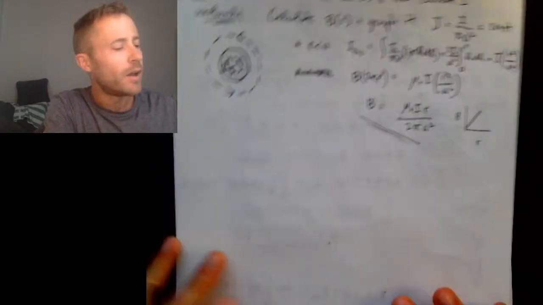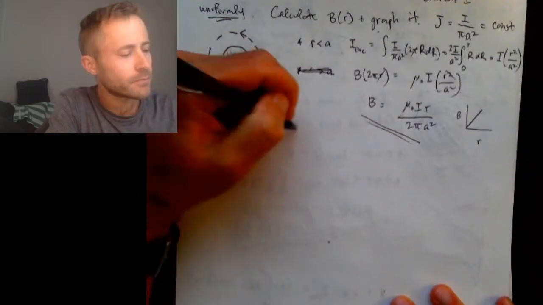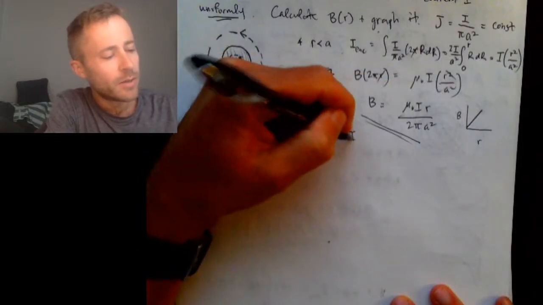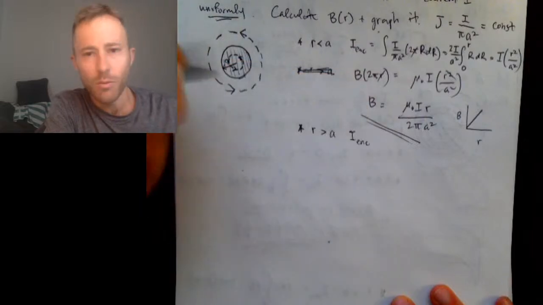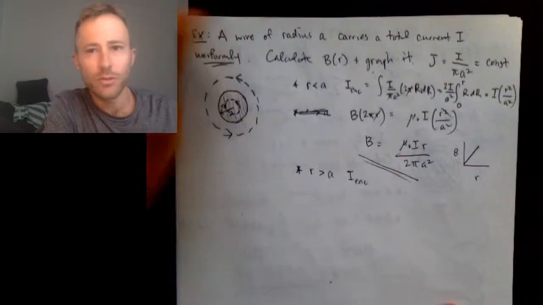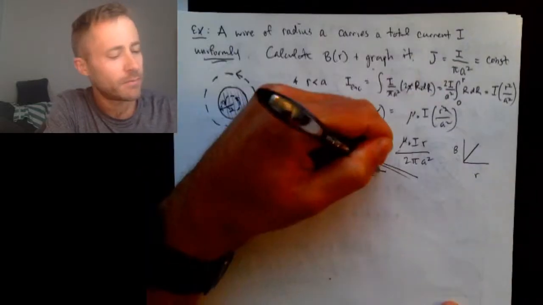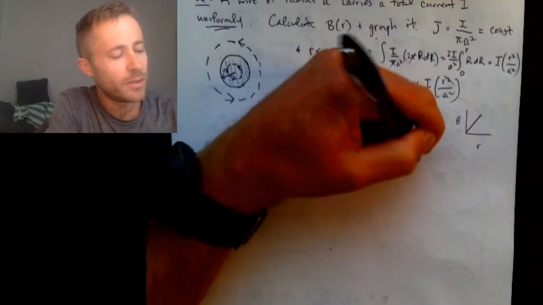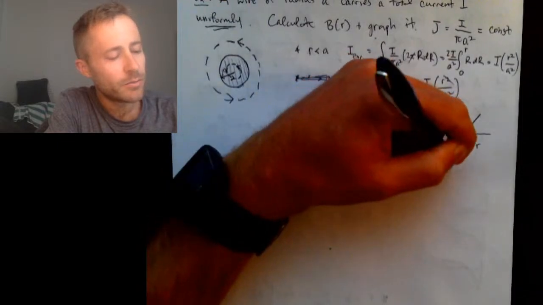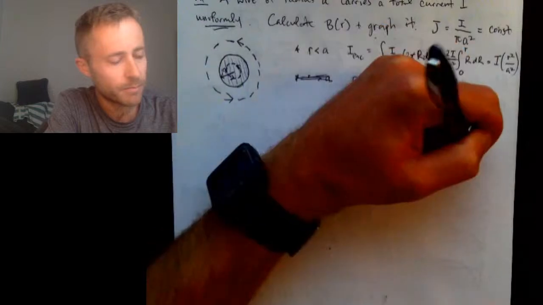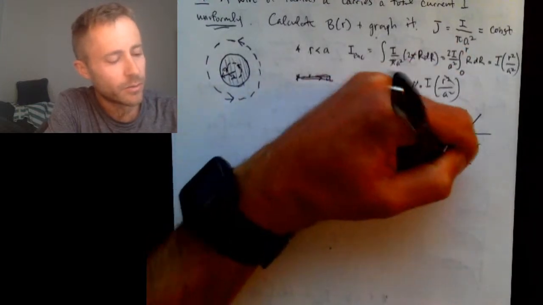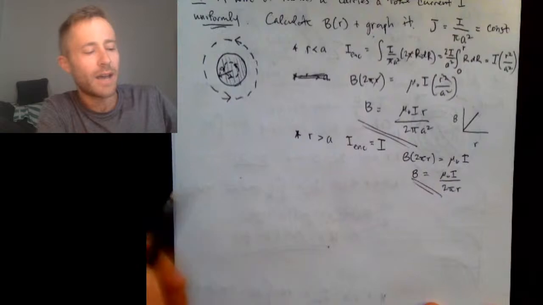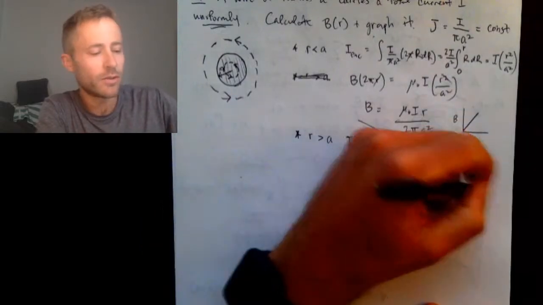Okay? And then once we're outside the wire, r greater than a, for the current enclosed we don't even have to do an integral because we're enclosing all of the wire. And I said that the wire carries a total current I. So that's the answer. And then I go to Ampere's law, B times 2 pi r equals mu naught times the current enclosed, which is all of the current. So I get B equals mu naught I over 2 pi r. So that is 1 over r, which is going to look like this.